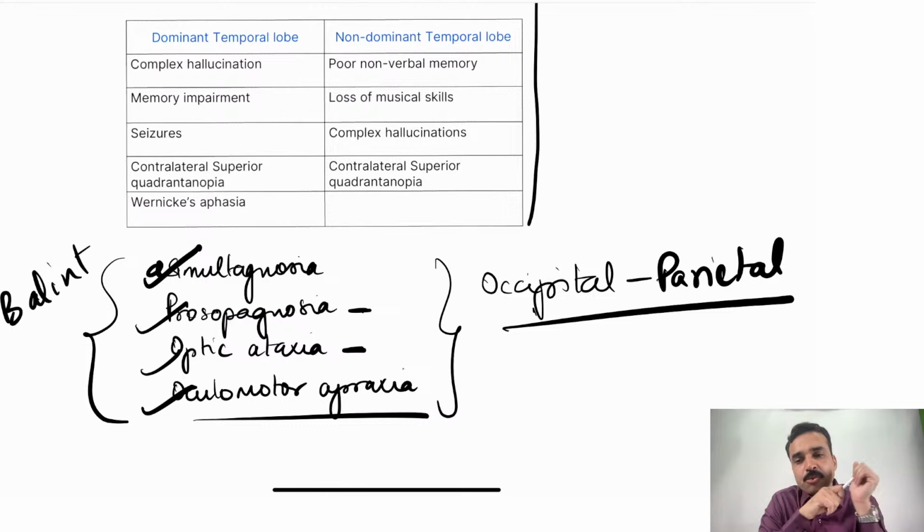When Arjuna's turn came, what did he say? He can see only one thing. He can see only the eye of the bird, right? And when he released his arrow, it went straight and hit the bird, whereas all the others missed. So this is somewhat like asimultagnosia.